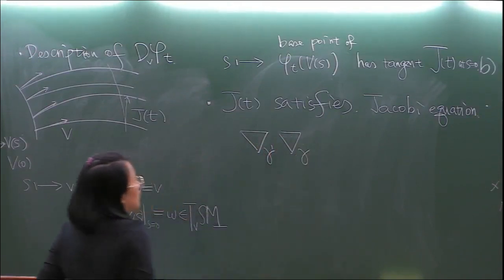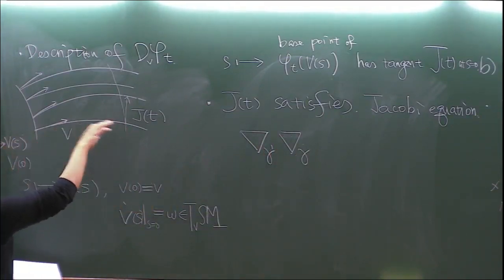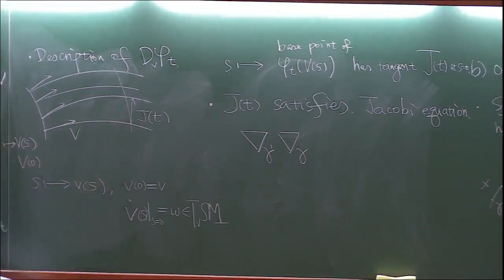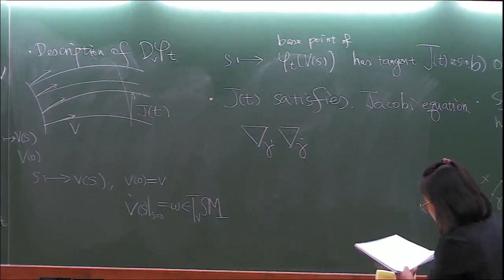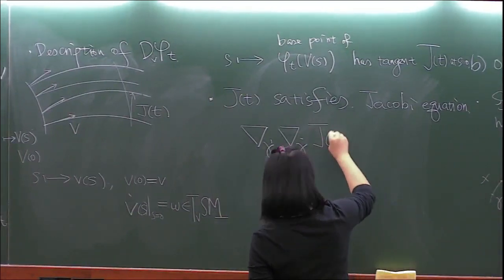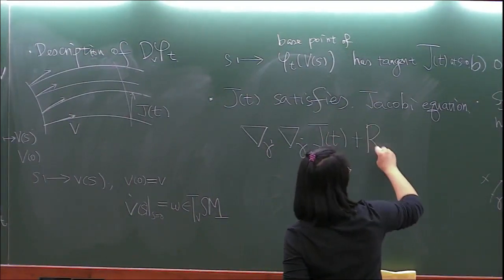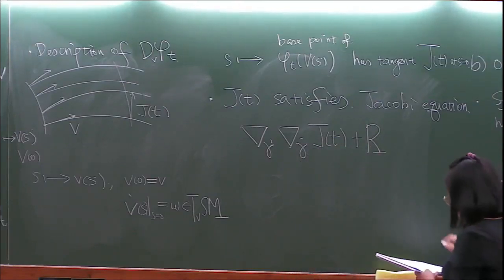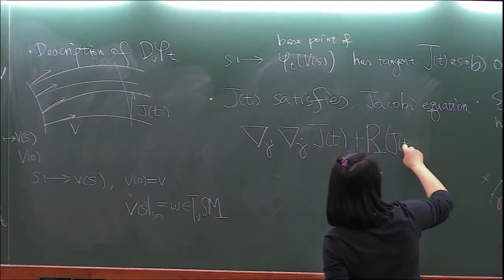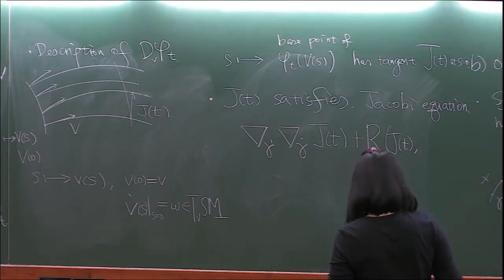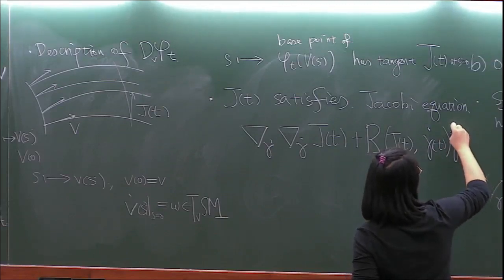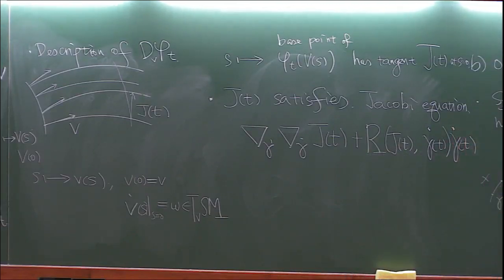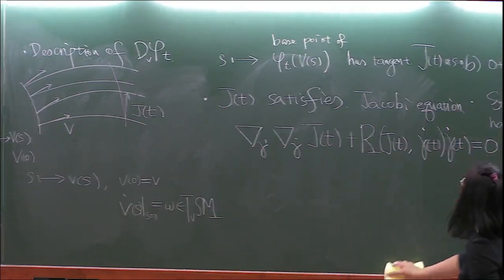The covariant derivative in this geodesic direction, gamma dot, this is gamma dot at t, right, of this J_t, then plus the curvature tensor of J_t and gamma dot t, applied to gamma dot t, this equals 0. Okay?